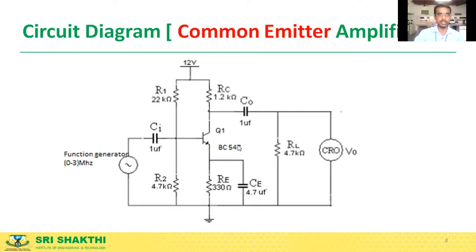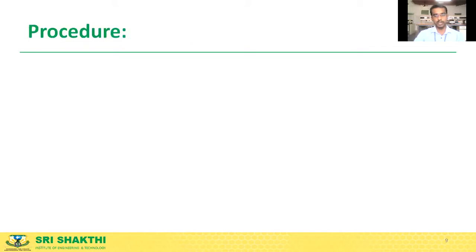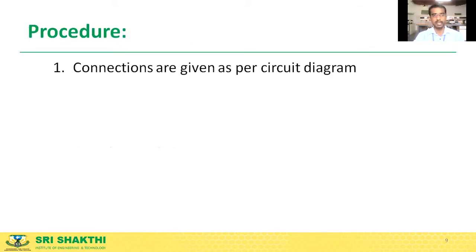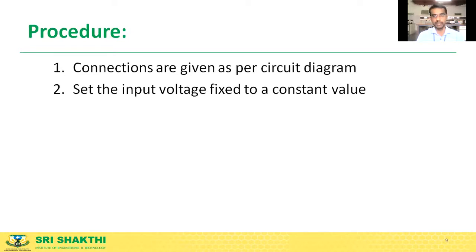The procedure is similar to the previous one. You need to give connections as per the circuit diagram shown previously. Then you need to set the input voltage. Note it down: in today's experiment, the input voltage is going to be 20 millivolt, like the first experiment. Today also the input voltage is going to be 20 millivolt, right?